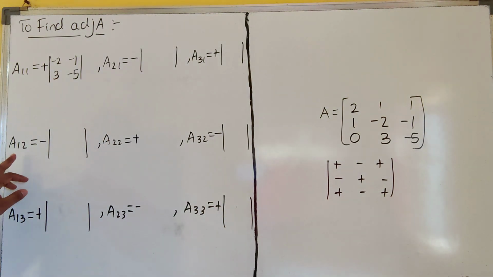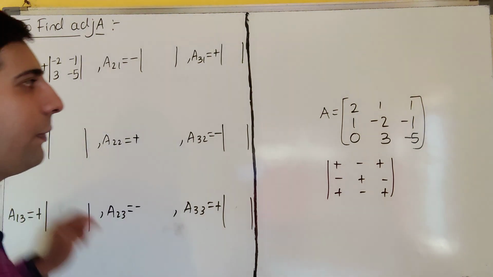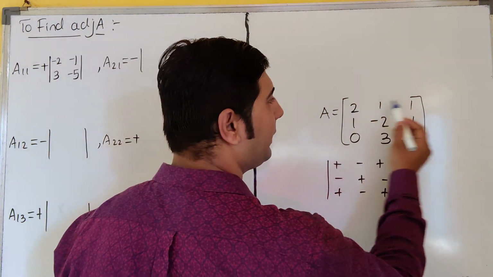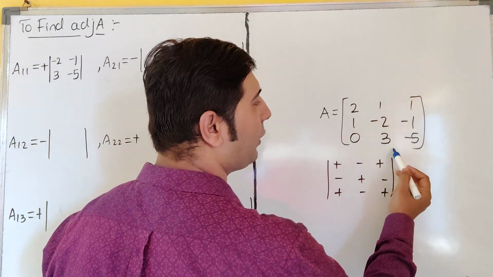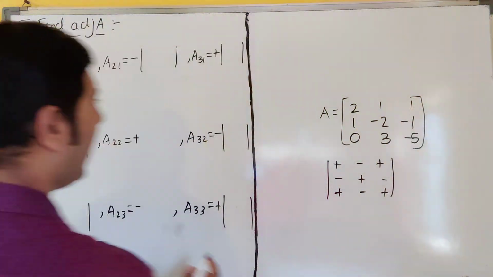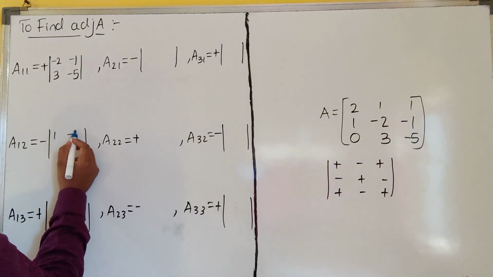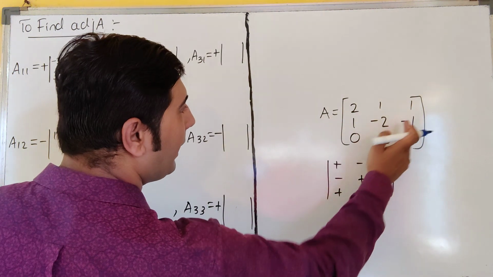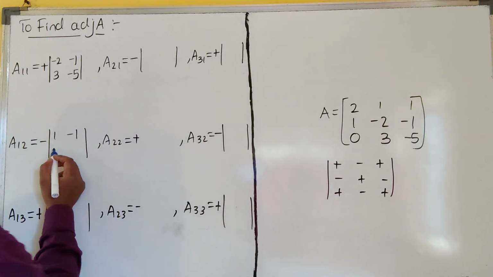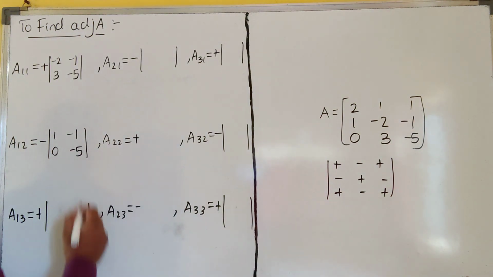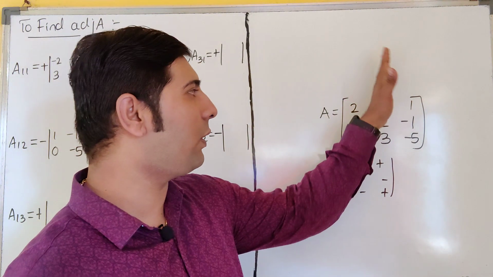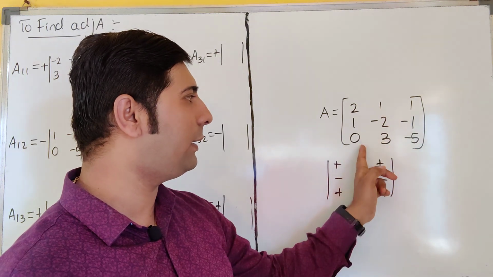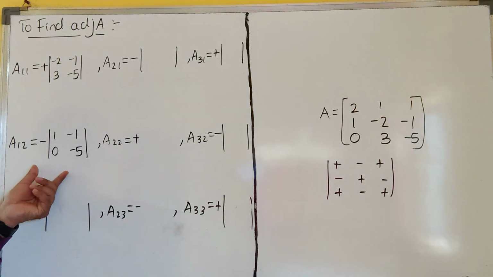So now see. Next is what? A12 means first row you have to leave, second column. First row is what? This is the first row, and you leave second column. What is left? 1 -1, 0 -5. Will you agree? I am leaving first row, second column. 1 -1, 0 -5. A12 means this.